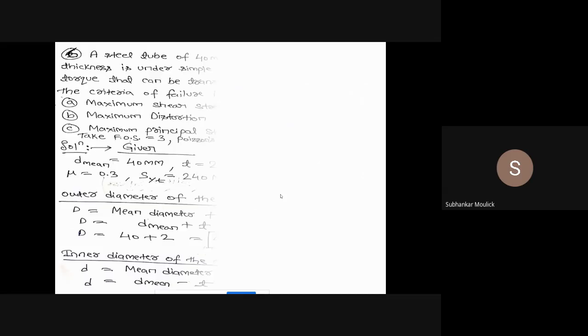Okay, so with this, we will solve one last problem. Last problem from this module, that is the sixth problem. What does this problem tell us?